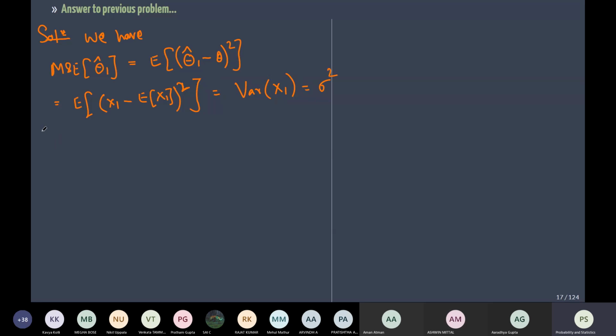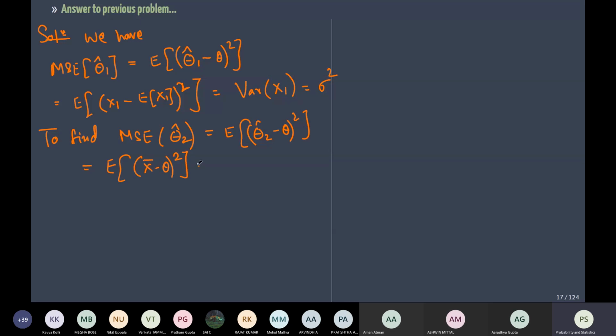Okay, now to find MSE, now we move to the other one, right? So theta hat 2. So the MSE of theta hat 2 is the expectation of theta hat 2 minus theta squared, and now theta hat 2 was the sample mean, right? So the x bar. So this is x bar minus theta and then squared.